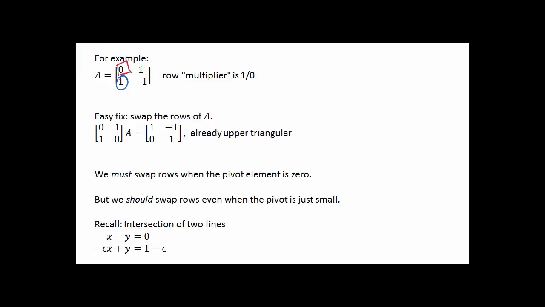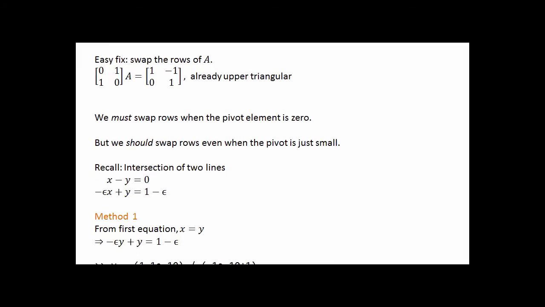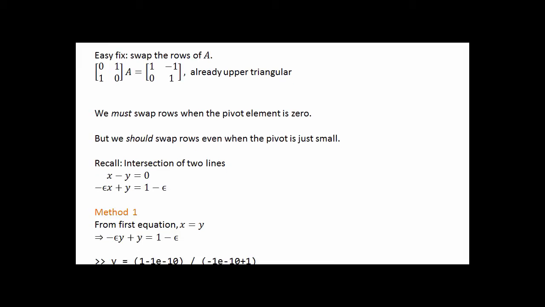So this number 0 here that's on the diagonal is called the pivot element. And if the pivot element is 0, Gaussian elimination cannot continue. Now, in this particular matrix, there's a very simple remedy, and probably one that you learned in your linear algebra class, which is that you're allowed to swap rows.